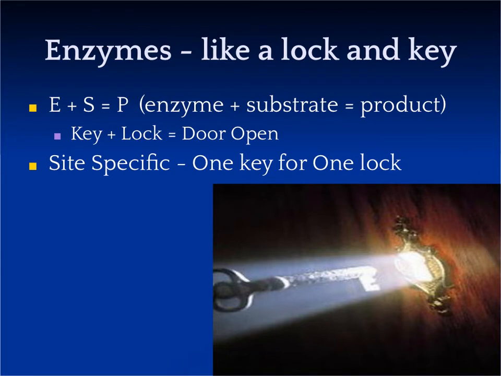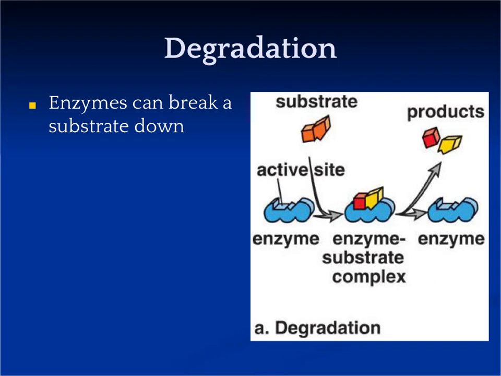That means that one chemical reaction can be facilitated by one enzyme, but that same enzyme will not do a different reaction. Like in your digestive system, for example, there's an enzyme called amylase, and it breaks down starch. It only breaks down starch. If you were to eat a piece of chicken, the amylase enzyme will not break down the protein in the chicken you ate.